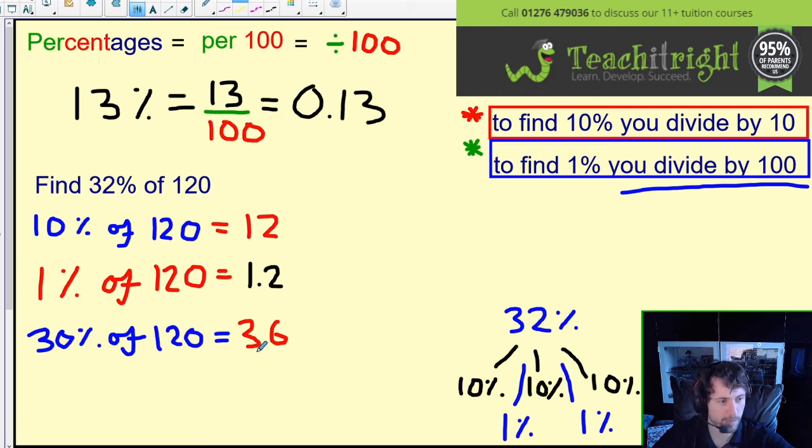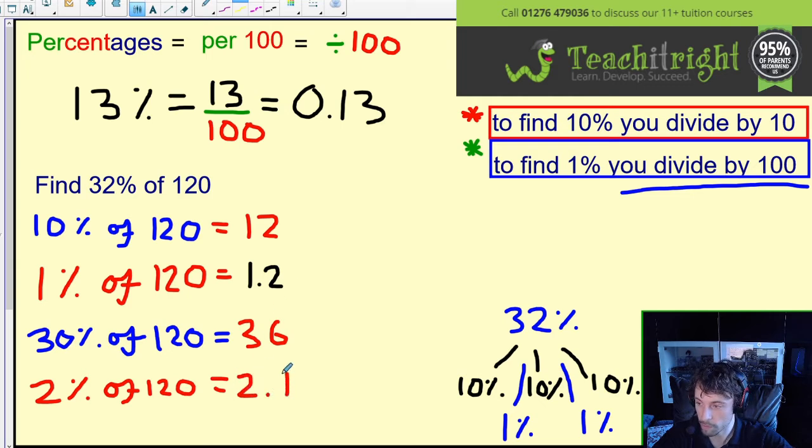Because it's 3 times as much. Oh, that was quite nice and easy. And what about 1%? If 1% is 1.2, does that mean 2% is going to be twice as much? I think it is. So 2% of 120 is going to be 2 lots of 1%. In that case, 1.2 plus 1.2 is 2.4.